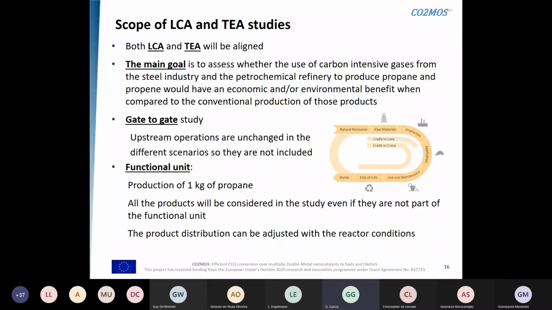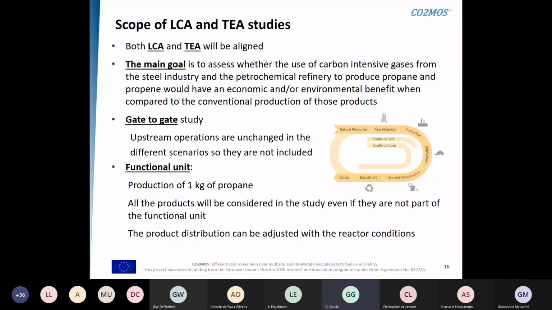The main goal is to assess whether the use of carbon-intensive gases from the steel industry and the petrochemical refinery to produce propane and propene would have an economic and/or environmental benefit when compared to the conventional production of these products. We'll be doing a gate-to-gate study, and we will be comparing different scenarios. In this case, the functional unit will be the production of 1 kilogram of propene.